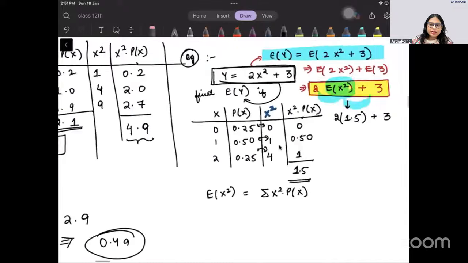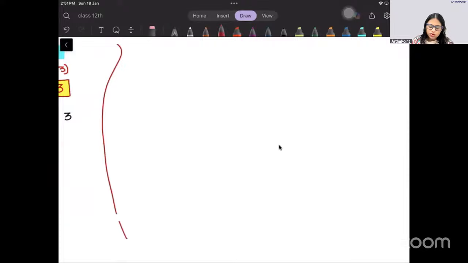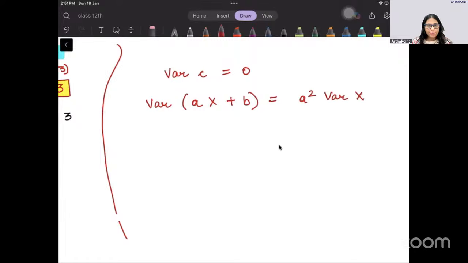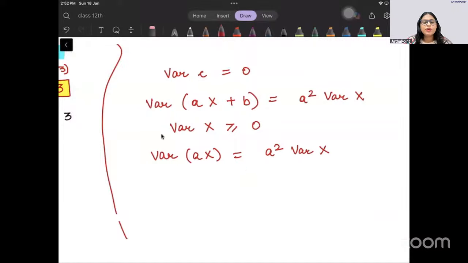Now we talk about some other things here. So the variance of a constant is 0. Variance of constant into variable plus constant is the variance of the variable into a squared, and variance of any variable is always positive, and variance of just aX is also a squared variance of X. These are some properties which can be asked in the exam, right? So what kind of question will they give you in the exam based on this?